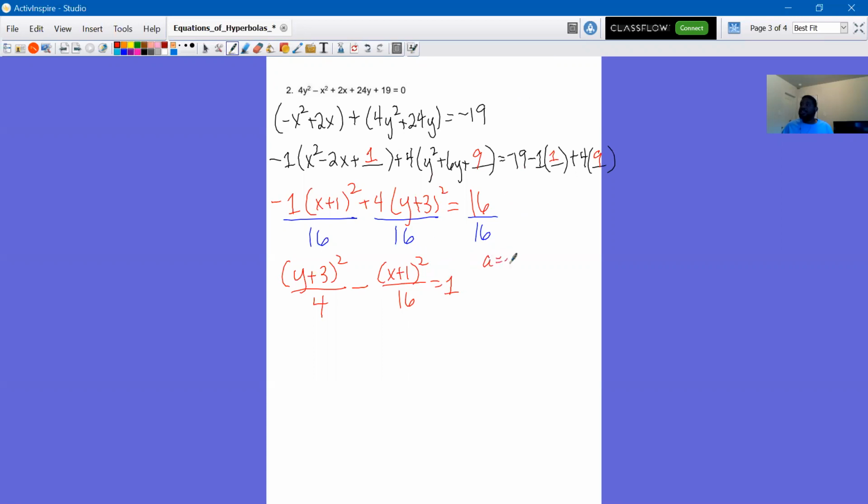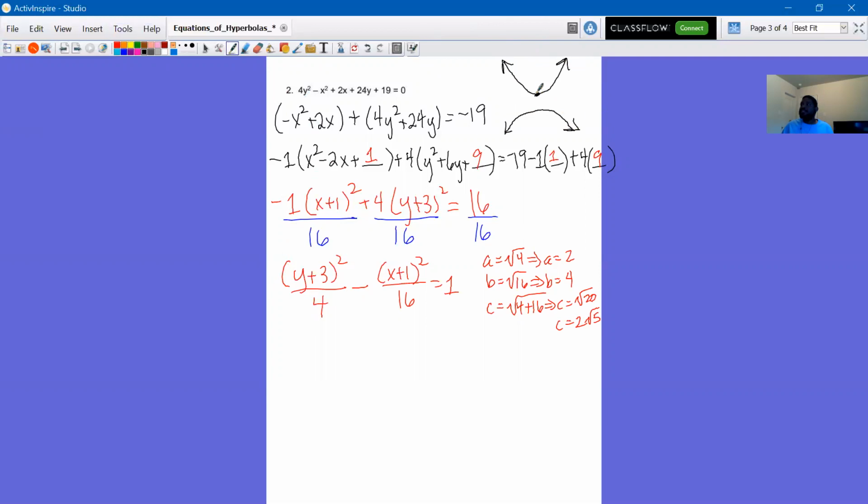So now my a is square root of 4, which is 2. My b is square root of 16, which is 4. And my c is square root of 4 plus 16, which is square root of 20. And if you want to actually reduce that, that's 2 square root of 5. So now I'm ready to figure out what my hyperbola looks like and describe it. Because y squared is leading here and it's positive, it opens up and down.